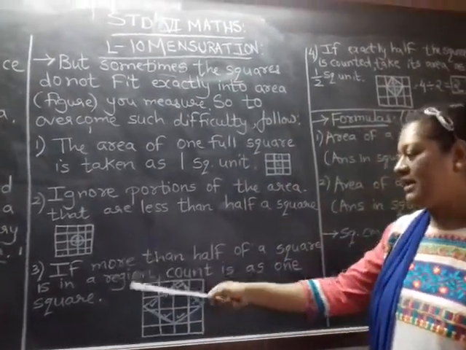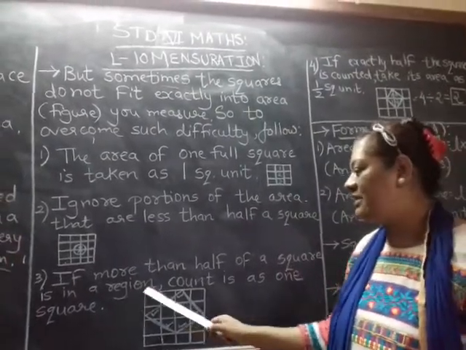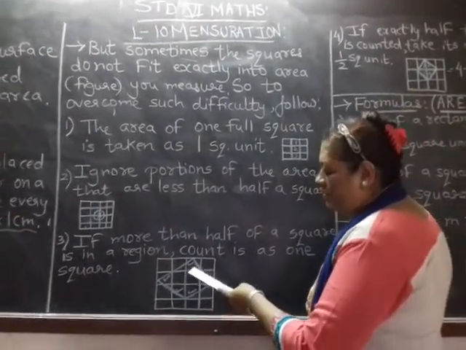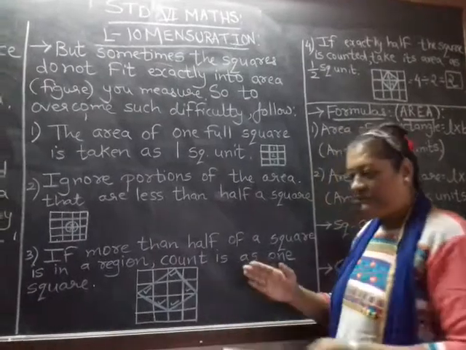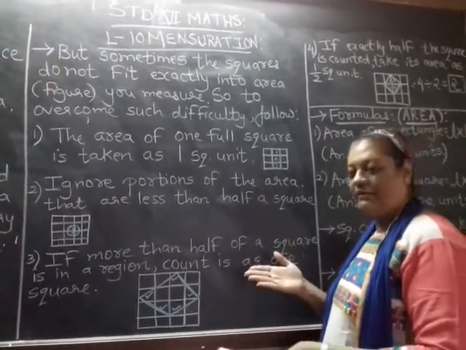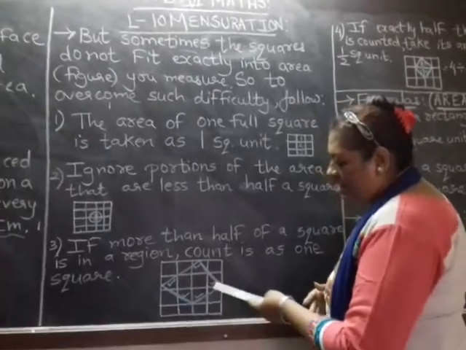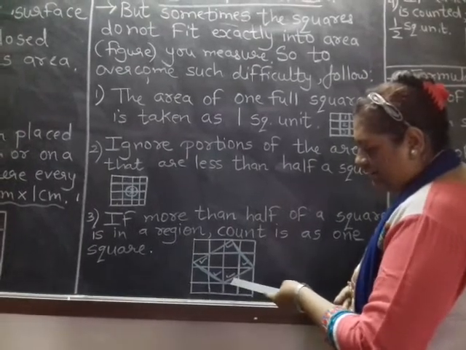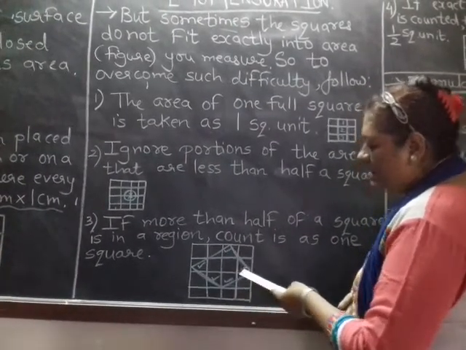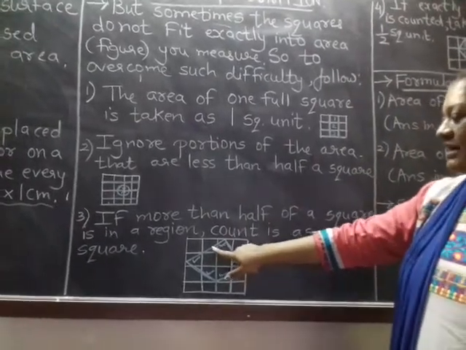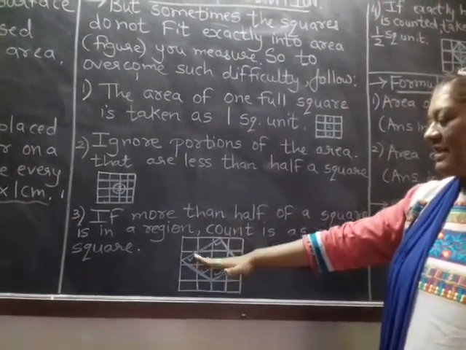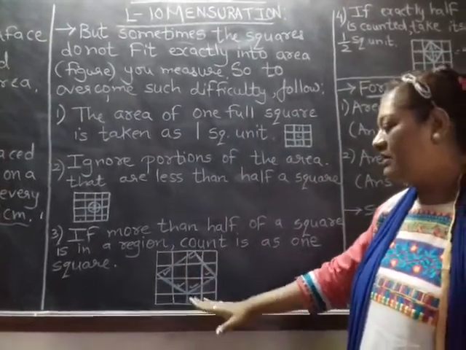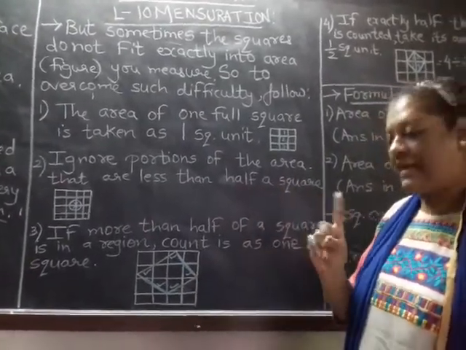Rule number 3: if more than half of a square is in a region, count it as one square. More than half means what? It should be more than half. Half and somewhat more covering than half. You can check it out here, right? They are more than half. You can see this is half, right? But this is covering more than half. As you can see, I have tick marked the squares where they cover more than half. Half is exactly two parts, but it is more than half covered by the figure. So we have to count it as one full square.